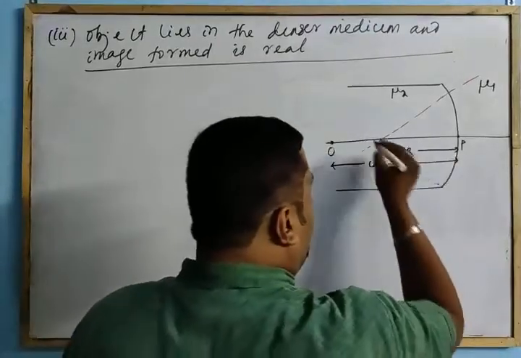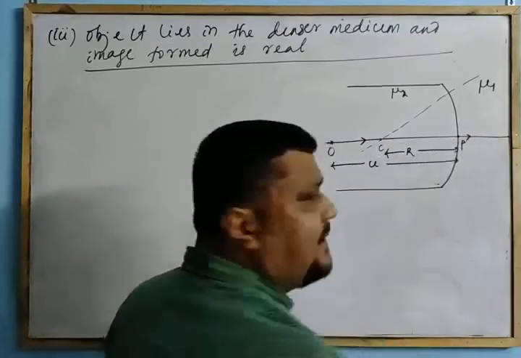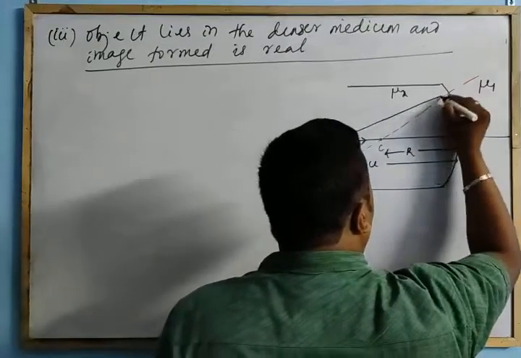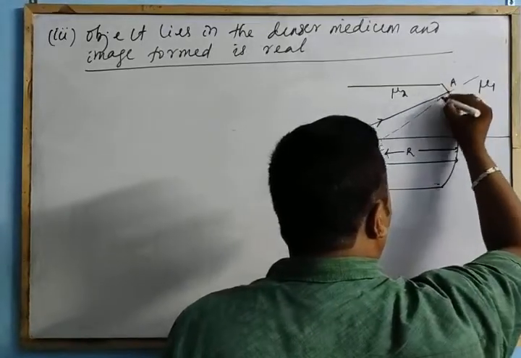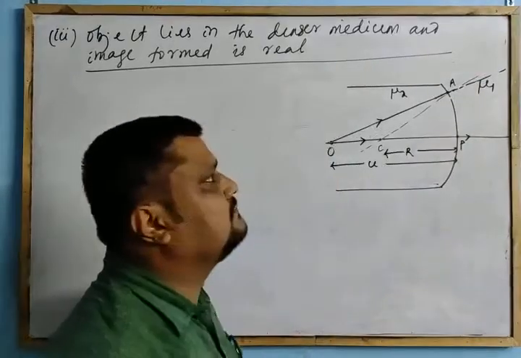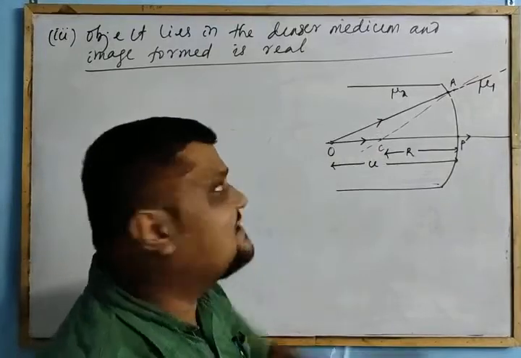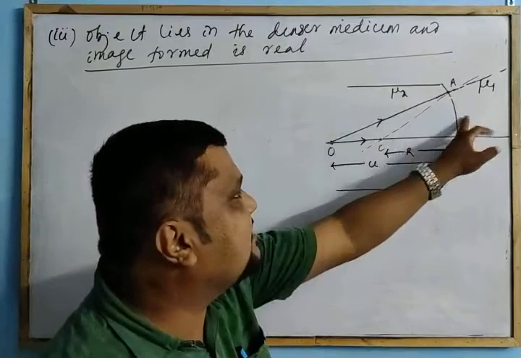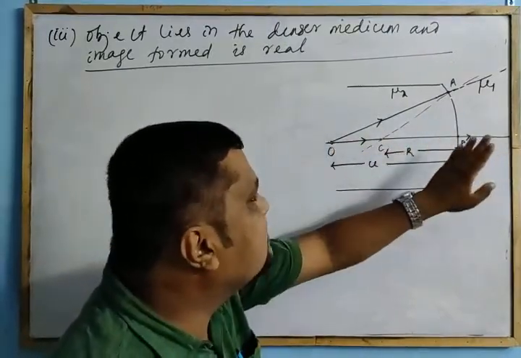Two rays from O: one is along OP, it goes undeviated. Another ray OA, incident at A. If there is no refraction, this will be the actual path. But because of refraction, the ray is traveling from denser to rarer. To make the object be in the denser medium, I am changing the positions. Right?